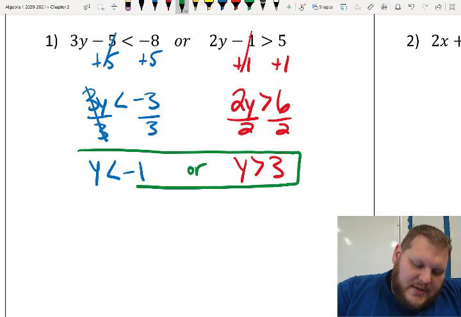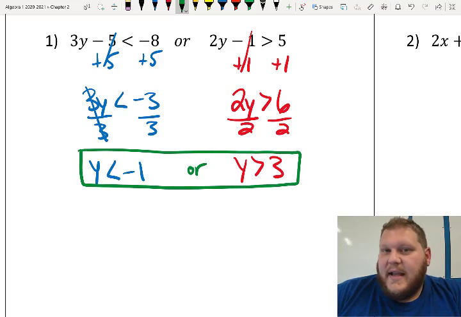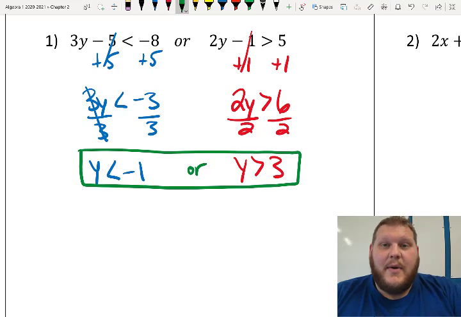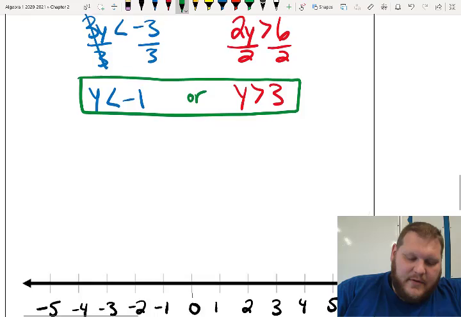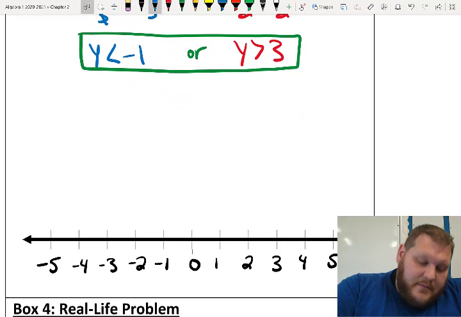I've got those two pieces. Either y is less than -1 or y is greater than 3. Which again makes sense looking at my number line. They're going to be going in opposite directions. Bigger than 3, smaller than -1. Makes sense in terms of the actual physical layout of stuff.